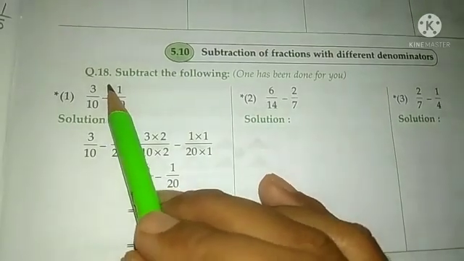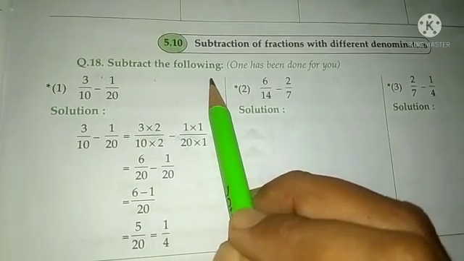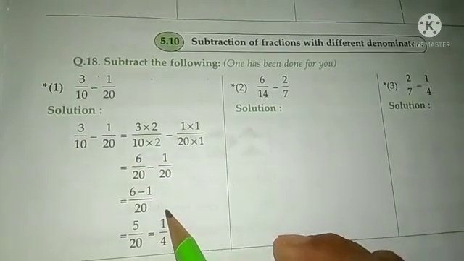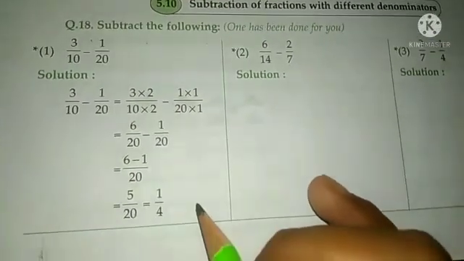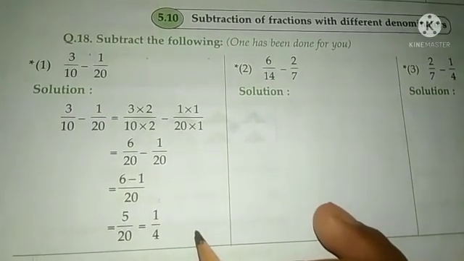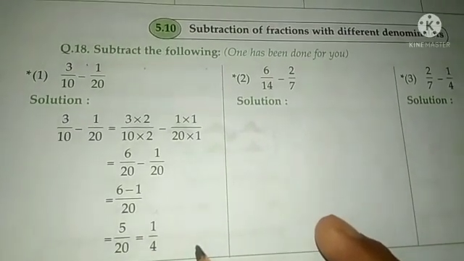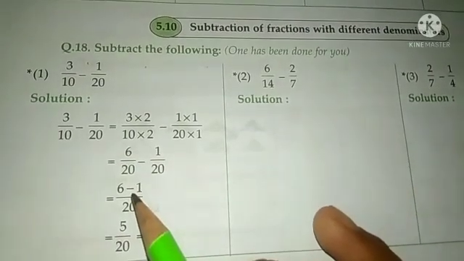Now see question number 18. Subtract the following. Now students, here you have to subtract the given fractions. Now again, the first has been done for you. So while adding and subtracting fractions, students, first you have to make your denominators equal. Clear? So how will you make your denominators equal? By doing the cross multiplication.